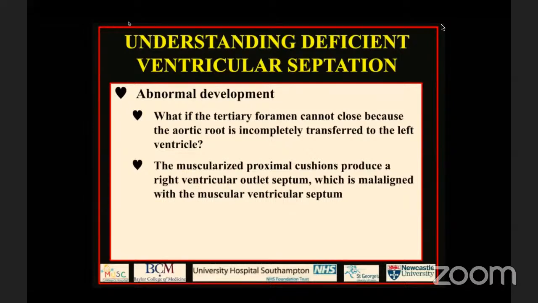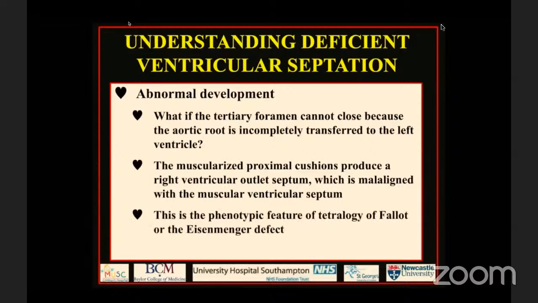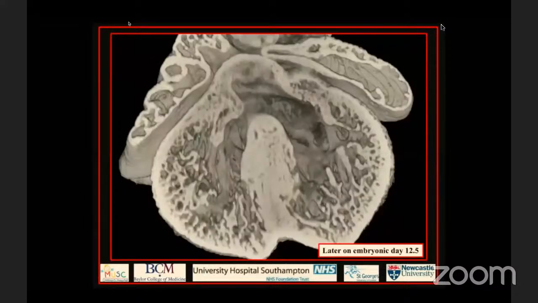So in normal development, those muscularized proximal cushions produce the subpulmonary infundibulum. In abnormal development, they will produce a right ventricular outlet septum. And the essence of this, with overriding of the aortic root with the right ventricular outlet septum, is either Tetralogy of Fallot, when we have obstruction of the subpulmonary outflow tract, or the so-called Eisenmenger defect. And in this setting, it is the tertiary defect that is closed by the surgeon.